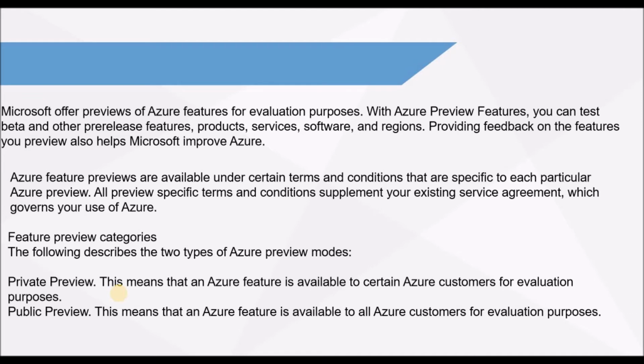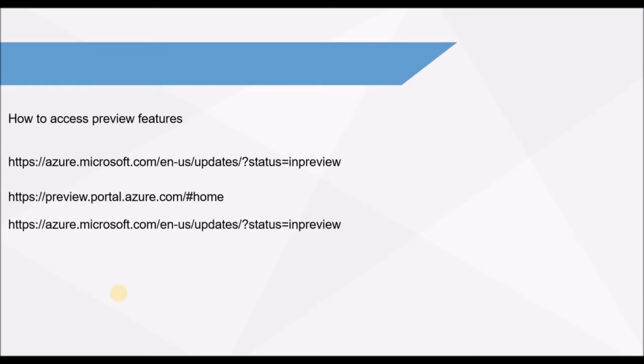Public preview means that an Azure feature is available to all Azure customers for evaluation purposes. So private preview is only for certain Azure customers for evaluation, and public preview is available to all Azure customers for evaluation purposes. That is the difference. How you can access these preview features, I have given here three URLs. You can go one by one. The first one is related to Azure updates and the second one is related to the preview portal. I will show you how it looks in the portal.